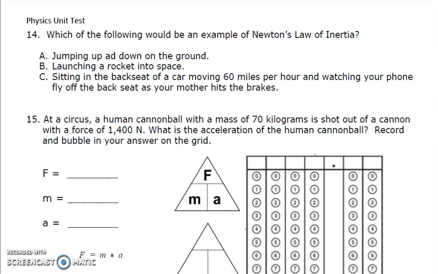Number 15. At a circus, a human cannonball with a mass of 70 kilograms is shot out of a cannon with a force of 1,400 newtons. What is the acceleration of the human cannonball? Record the bubble in your answer on the grid.